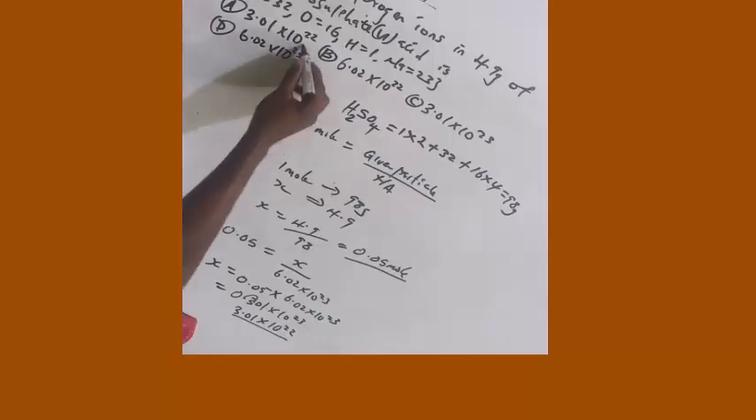0.05 times 6.02 is going to be 0.301. 0.301 times 10 raised to power 23. Do you have that in the option? No. If you take this here, it becomes 3.01 times, we reduce this to 22. So do you have this in the option? Yes, which is A.